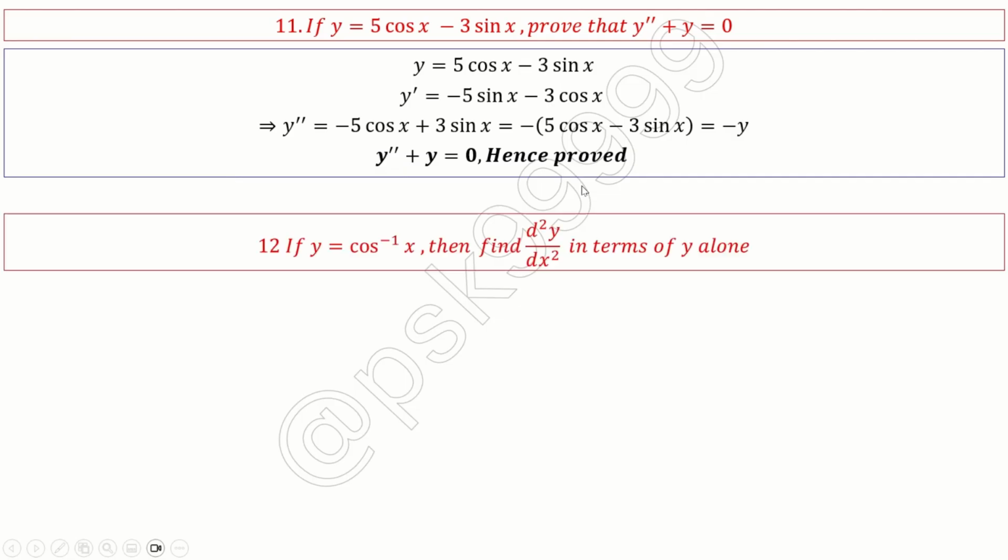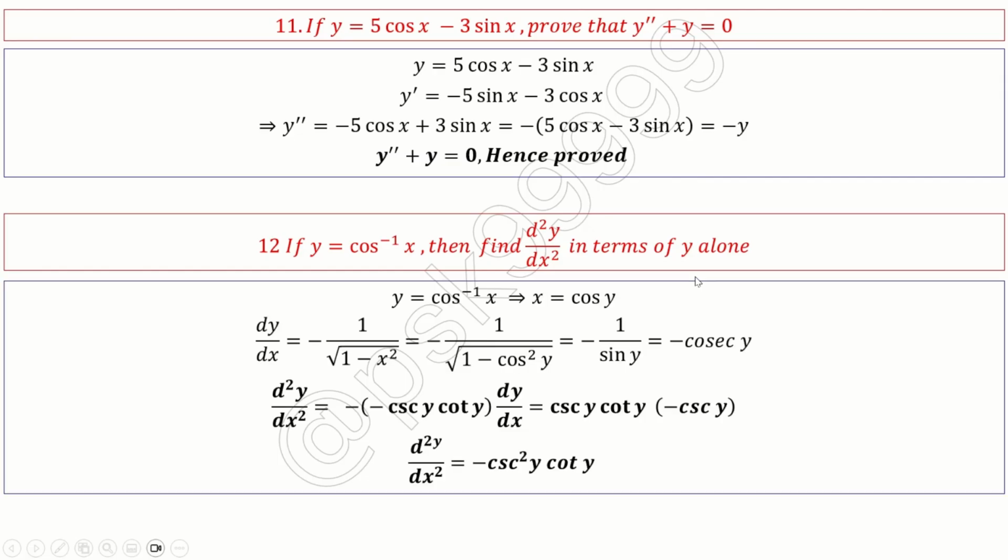Next, if y equals cos inverse of x, then find d square y by dx square in terms of y alone. In terms of y alone, that is important. So y is cos inverse of x, so x equals cos y. Now differentiate. dy by dx is nothing but minus 1 by square root of 1 minus x square. Now x is cos y, we know it, so this will become minus 1 by square root of 1 minus cos square y, which is nothing but sin y. So minus 1 by sin y, which is equal to minus cosecant y.